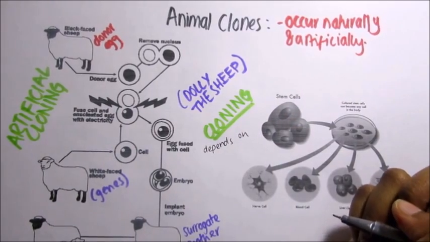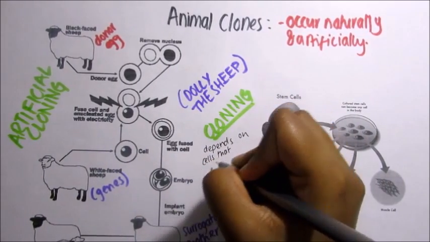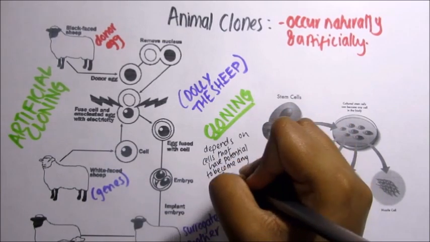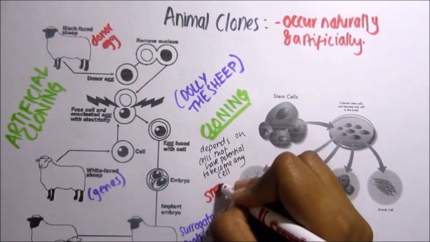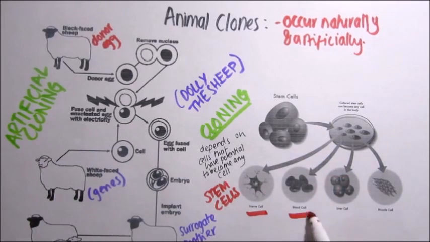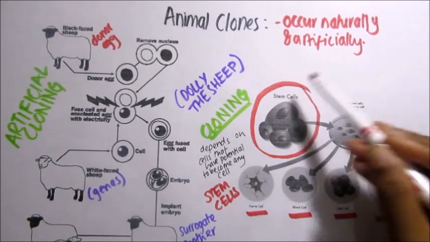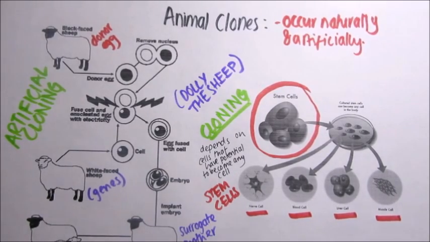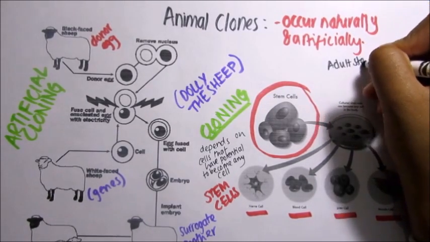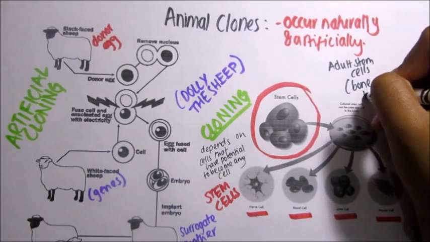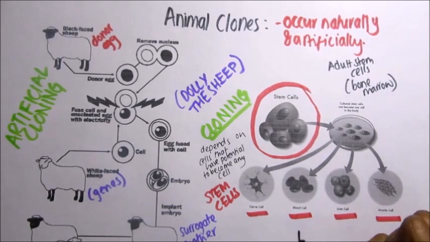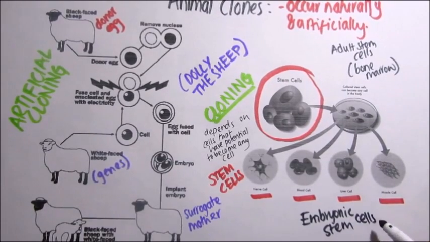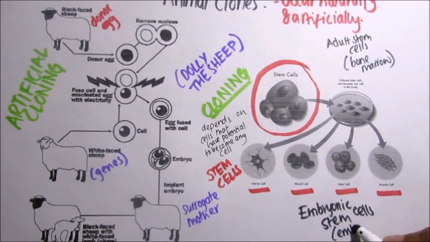Cloning depends on cells that have the potential to become any cell type in the body. These are called stem cells. Adult stem cells are unspecialized cells that can develop into many, but not all types of cell. This is illustrated by the diagram seen on the screen. Now, embryonic stem cells are unspecialized stem cells that can develop into any type of cell, including more embryonic stem cells.